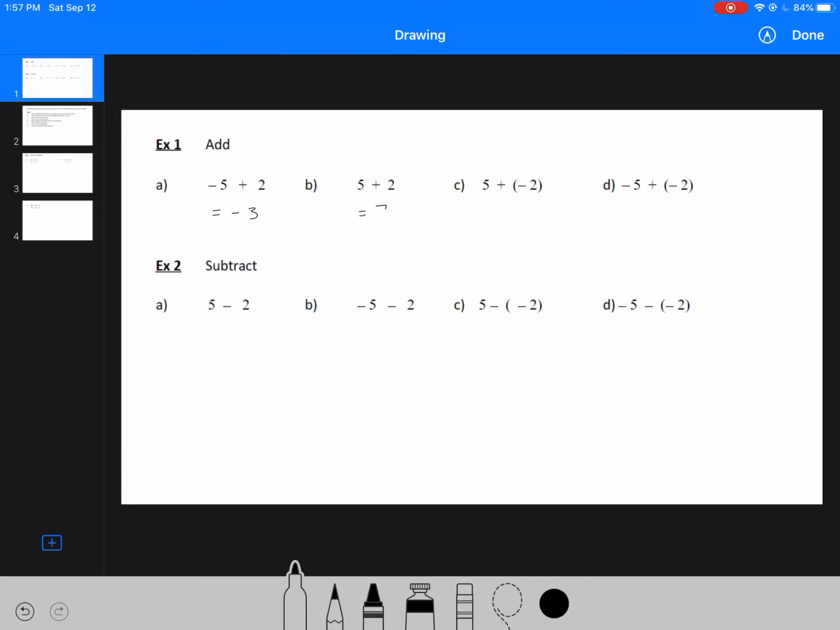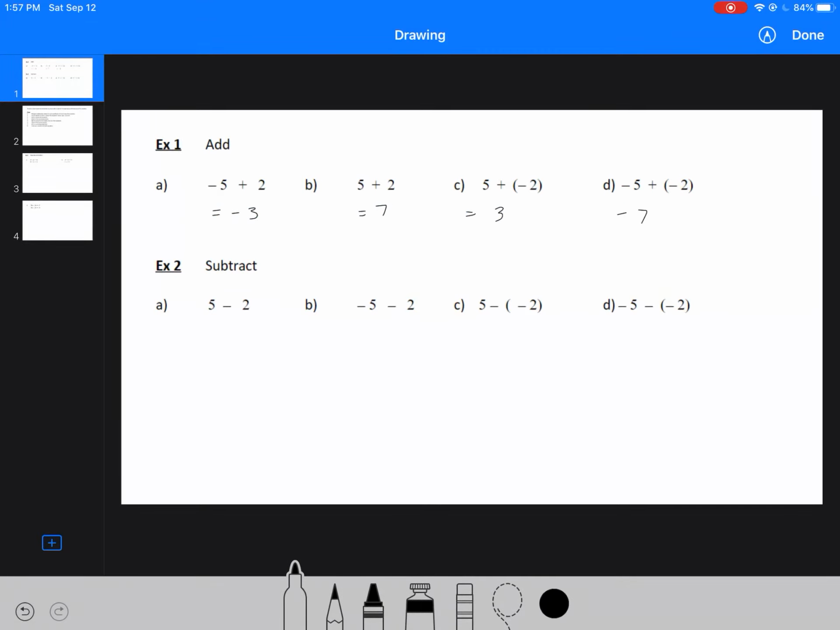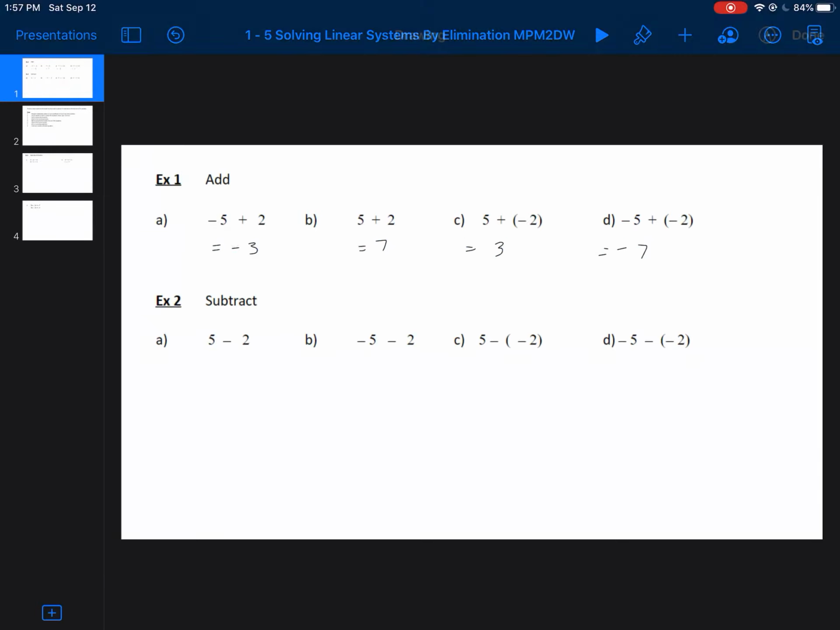5 plus 2 is 7. 5 plus minus 2 is positive 3. Minus 5 plus minus 2 is minus 7. Okay, and then subtracting, we've got almost the same thing.